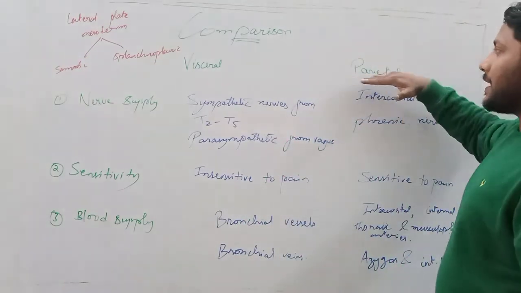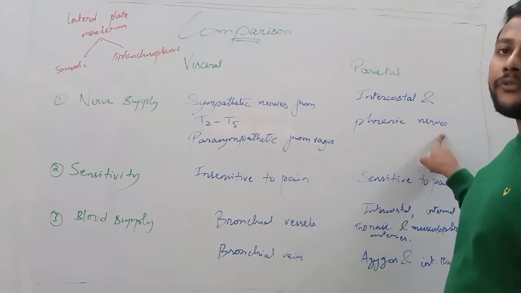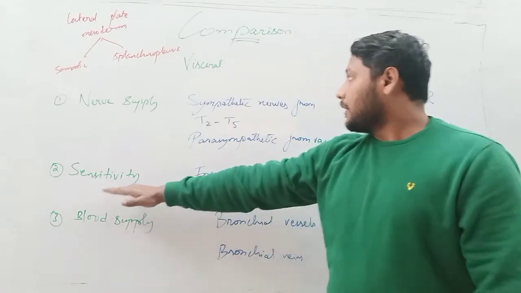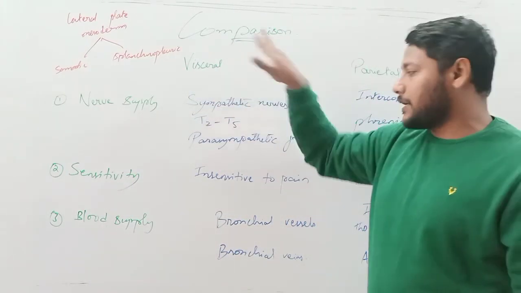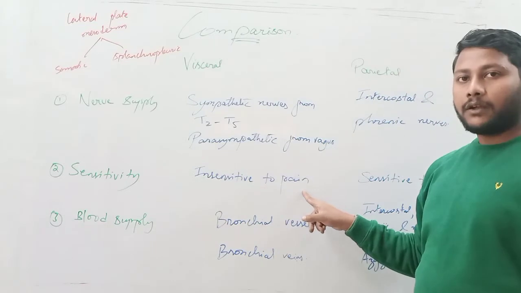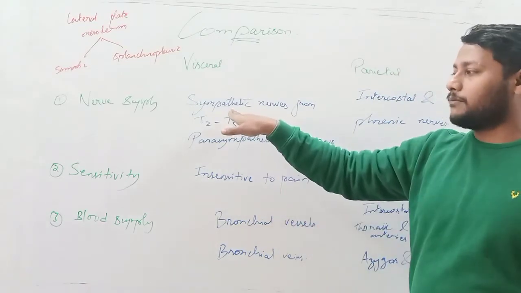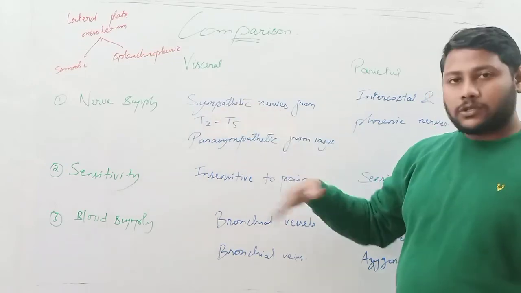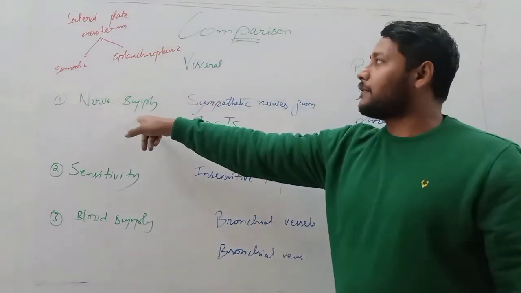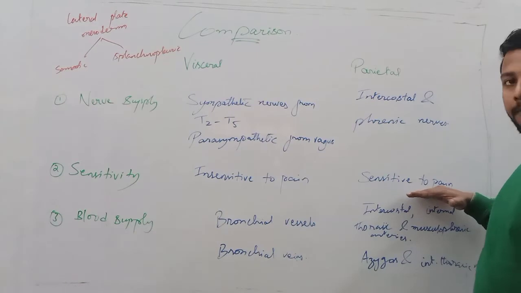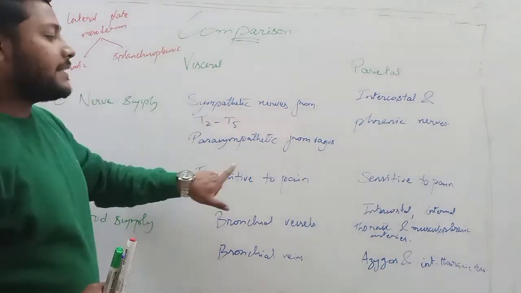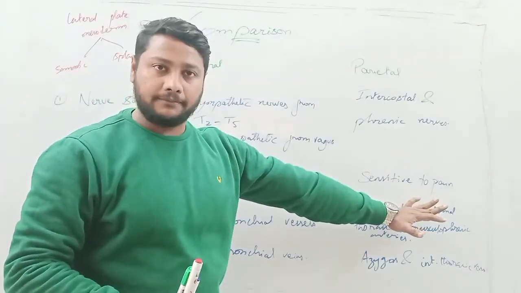Right. So, the parietal pleura is supplied by the intercostal and the phrenic nerves. Okay, here in sensitivity, this question is very much asked during viva: is the visceral pleura sensitive to pain or not? So the answer is the visceral pleura is insensitive to pain. Okay, it is insensitive to pain because it is supplied by the autonomic nervous system. Right, so with the autonomic nervous system we do not feel any pain. But since the parietal pleura derives its nerve supply from the somatic nerves, it is sensitive to pain. Alright, always remember this point. In sensitivity, the visceral pleura is insensitive to pain and parietal pleura is sensitive to pain.